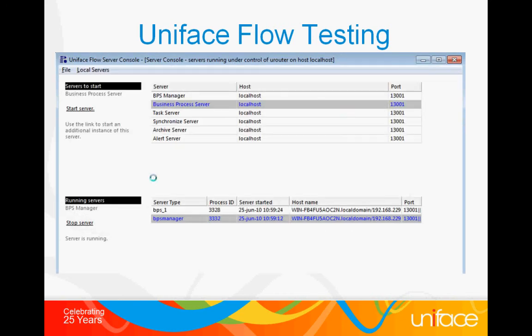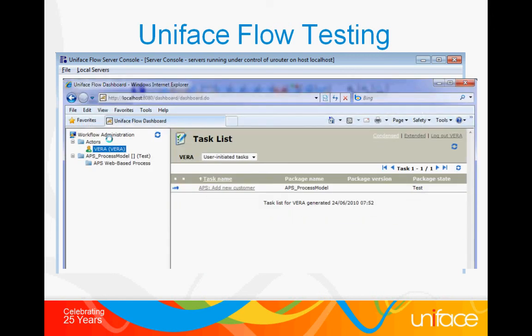Here's a screenshot of the actual Flow server console. Here we can see that there's one BPS manager running and a single business process server to schedule work for a workflow. And here's a screenshot of the dashboard. You can see that it's using the standard port 8080 for the single Tomcat that's installed, and it allows us to look at various aspects of the business process definitions, as well as control the execution of tasks, be they manual or interactive tasks.